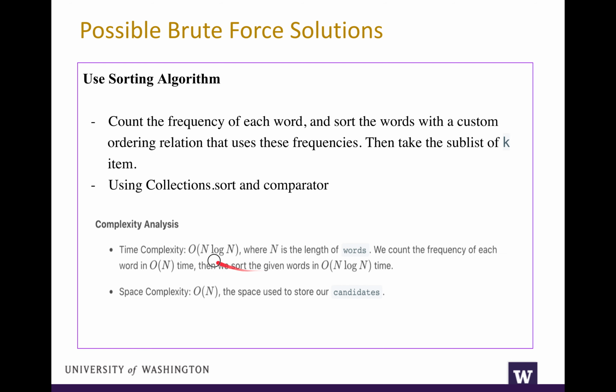So the complexity here. The time complexity would be n log n, where n is the length of the words. We count the frequency of each word in O(n) time. Then we sort the given words in n log n time, because we are not really eliminating any items, right? We are going to insert n items and sort n items. So the sorting would take log n. So space complexity is O(n) because we have to use space to store our candidate words.